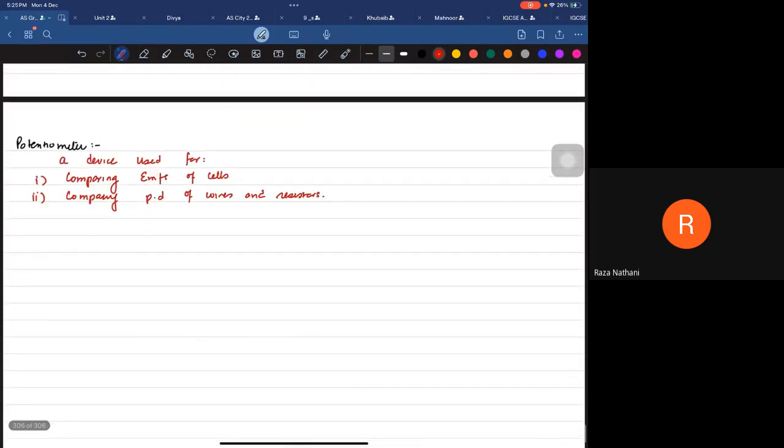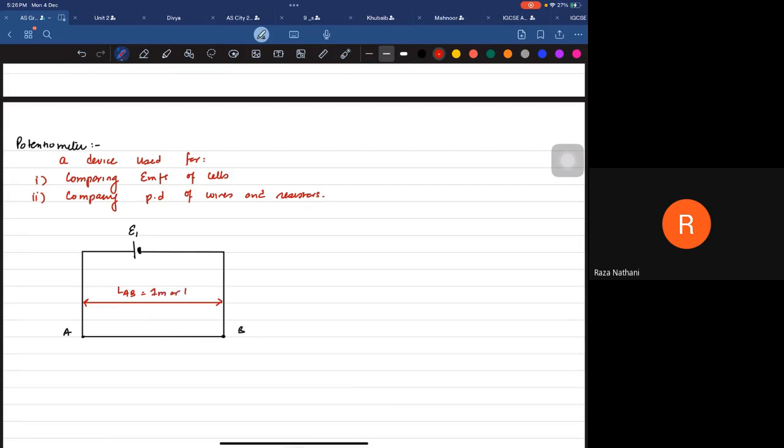Basically, potentiometer is sort of a circuit built into a device where you will always use a length of wire. Let's call this AB right now, and with a known battery with an EMF like that. So this length AB, they will always give it to you as 1 meter or 100 centimeters, right? So it will be the same for all questions.